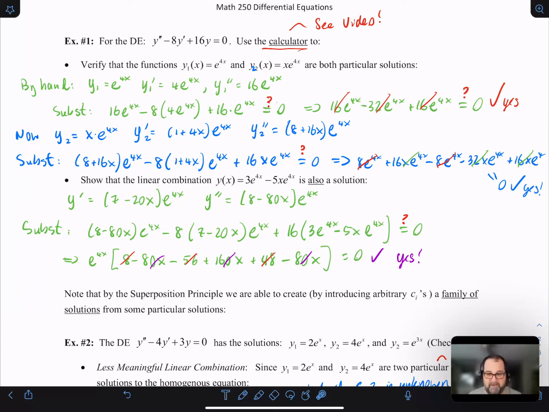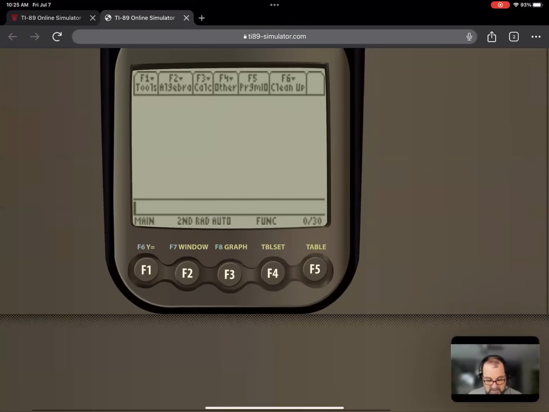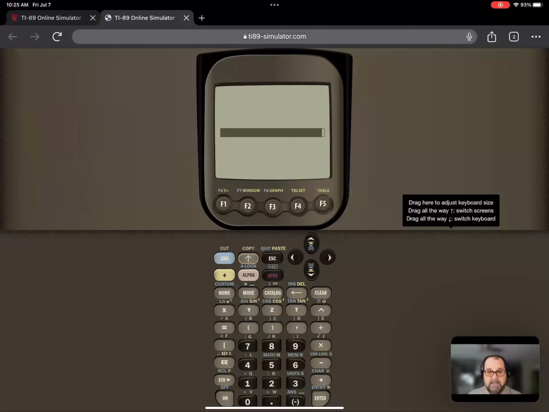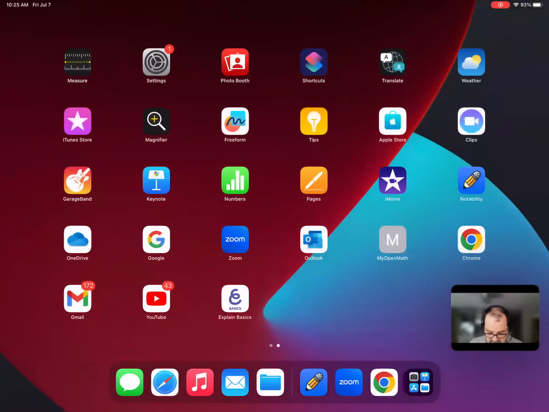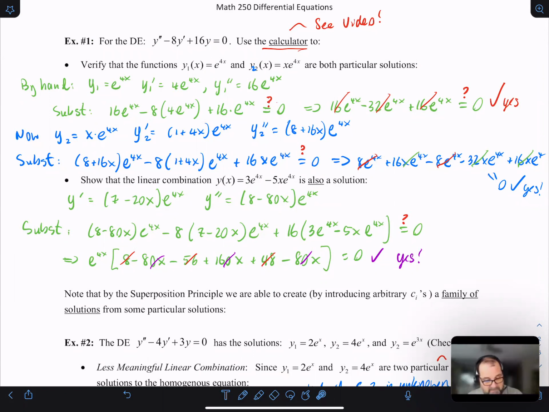So let me go over to a calculator simulator I have on here. It is a little squirrely, I must admit, and a little tricky for me, but we're going to double check these. The question was y double prime minus 8y prime plus 16y equals 0, and the functions we were checking were e to the 4x and x e to the 4x. So let's go ahead and try that here.